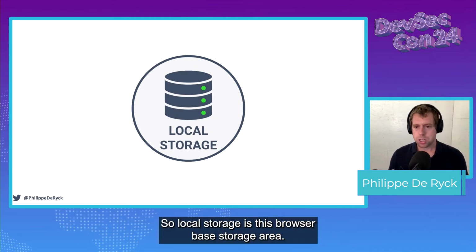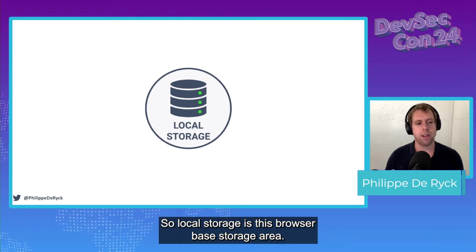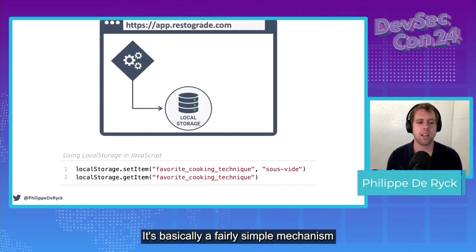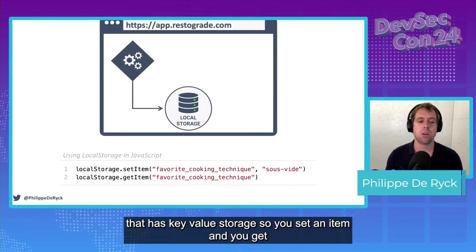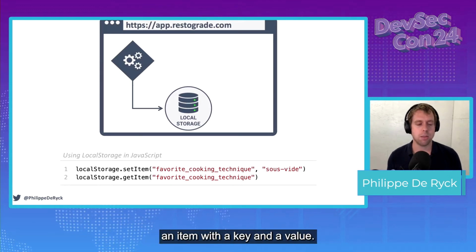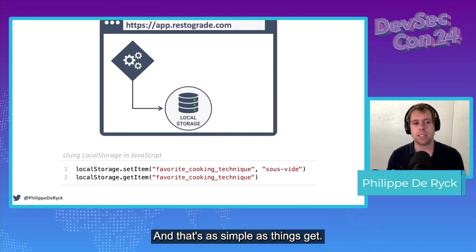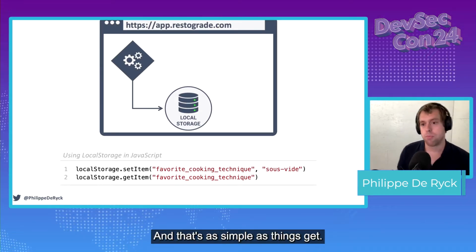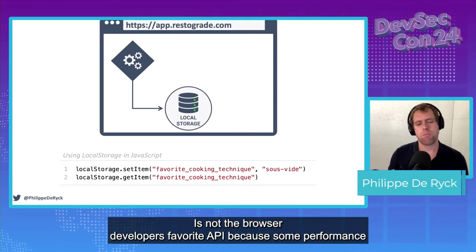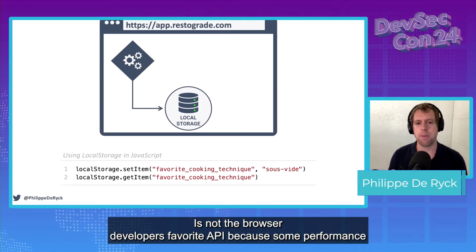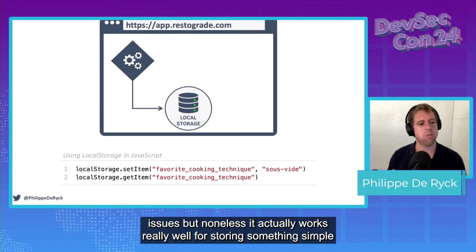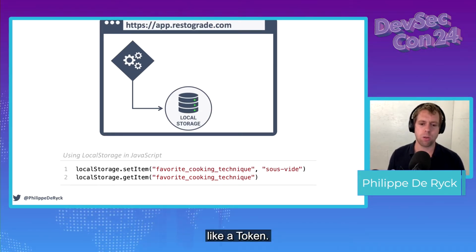So local storage is this browser-based storage area. It's basically a fairly simple mechanism. It has key value storage, so you basically set an item and you get an item with a key and a value. That's as simple as things get. Storage-wise, this is really easy to use. It's not the browser developer's favorite API because of some performance issues, but nonetheless, it actually works really well for storing something simple like a token.